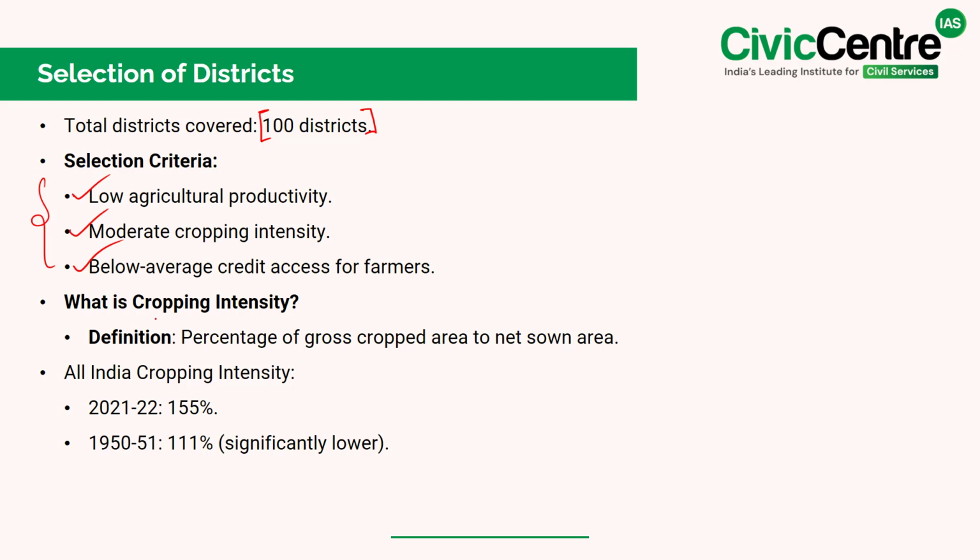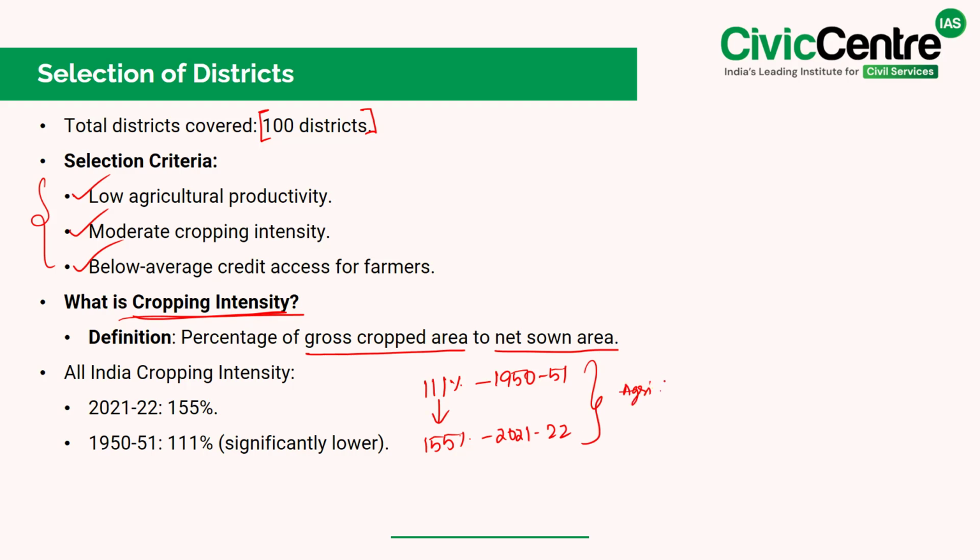Now, what is meant by this cropping intensity? Know that it is the percentage of gross cropped area to the net sown area, which serves as a key indicator of the agriculture efficiency. So over the time, India's cropping intensity has improved from 111% in the year 1950-51 to 155% in the year 2021-2022, reflecting agriculture progress and also the better land utilization.